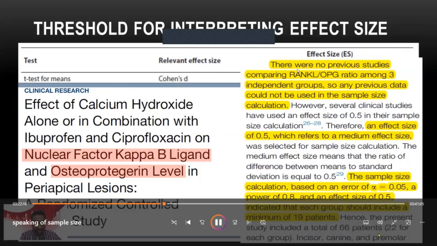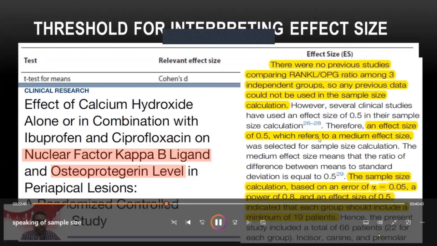I'm just reading it out. There were no previous studies comparing RANKL/OPG ratio among 3 independent groups which they had chosen, like calcium hydroxide, ibuprofen, and ciprofloxacin. So any previous data could not be used in the sample size calculation. That's perfectly right. However, several clinical studies have used effect sizes of 0.5 in the sample size calculation. They mentioned why they have used 0.5.